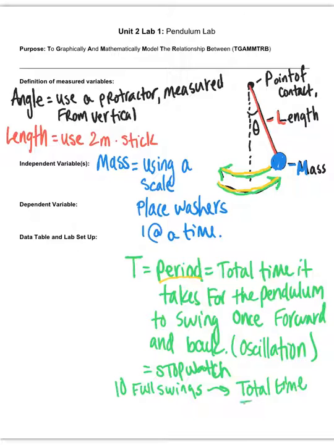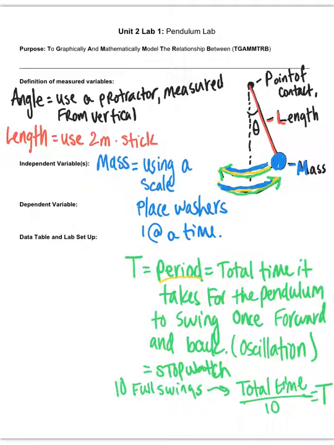And then we're going to divide that by 10, and that should get us the period. So we're going to take 10 full swings. That is once, and then twice, and as you can see as I'm continuing to draw here, you're going to take 10 total swings. That's forward and back. Take that value of total time, divide it by 10. That's going to give you a better average for our period.